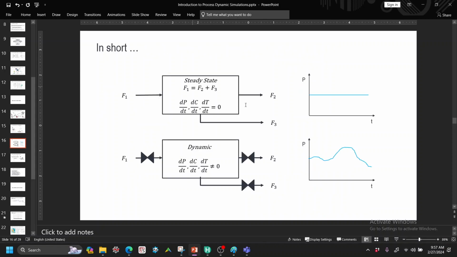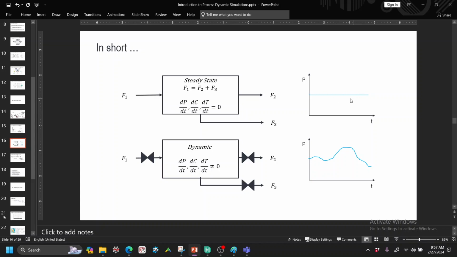So, like I'm repeating myself, steady state is just like F1 equals F2 plus F3. And in all of these, there's no change in pressure, no change in concentration, no change in temperature in terms of energy. If you plot P over T, or concentration over T, or temperature over T, it doesn't really matter, you will see almost a straight line.